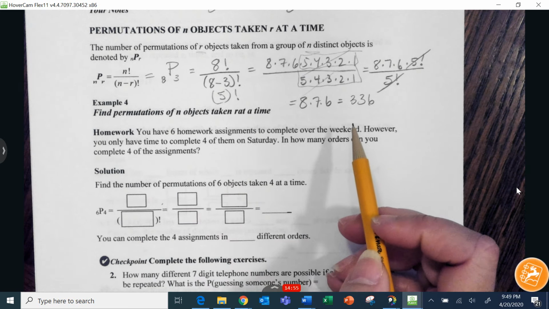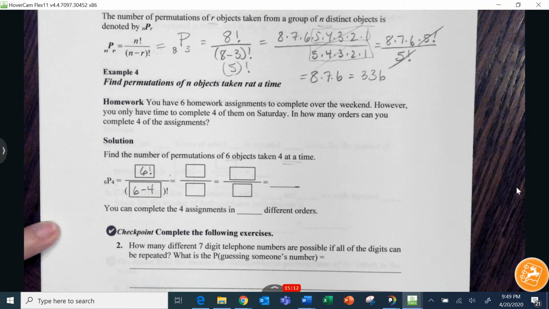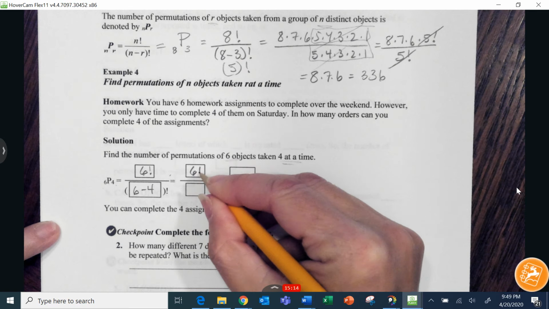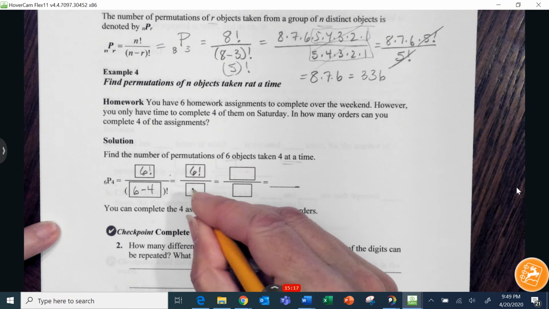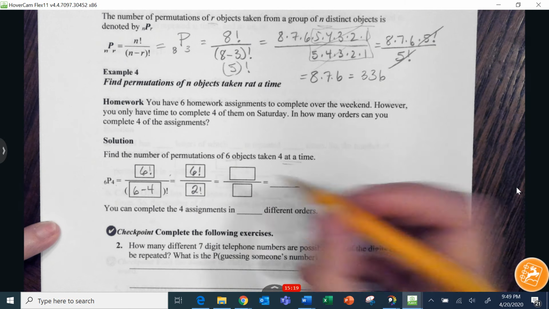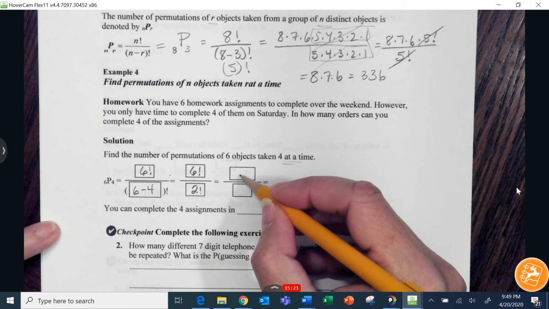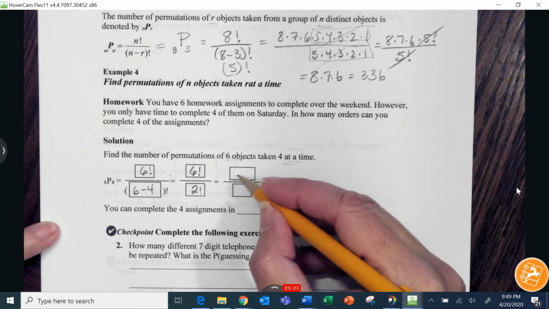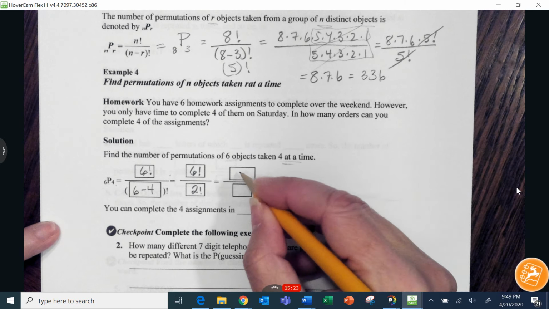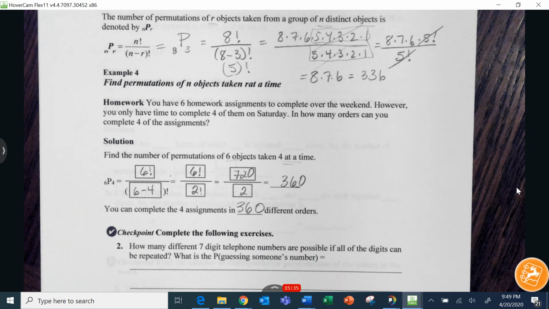So we're going to use our formula. On top is going to be the first number, 6 factorial, and on the bottom is going to be 6 minus 4 factorial. So on top I still have 6 factorial, and on the bottom I have 2 factorial. You can type 6 factorial into your calculator really easily. You get 720. On the bottom, 2 times 1 is 2. We divide those and you get 360. So you can complete the 4 assignments in 360 different orders.